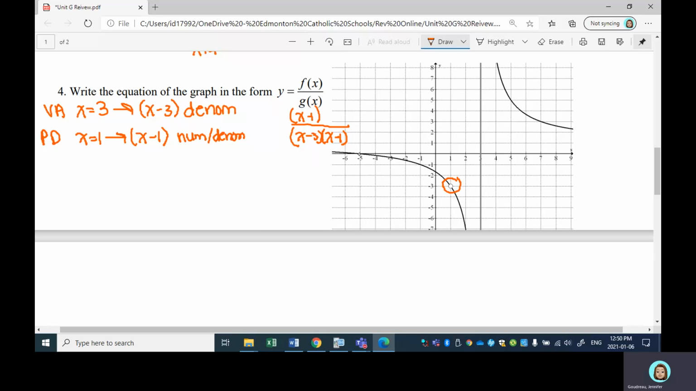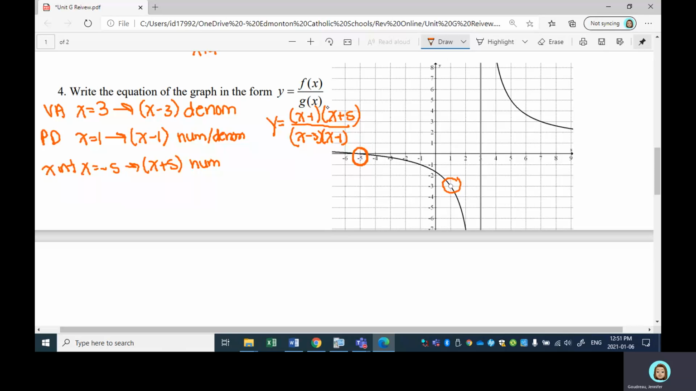The next thing we're going to look at is our x-intercept, and our x-intercept here is at negative 5. Which means we have a factor of x plus 5 somewhere in our function, and it's going to occur in the numerator. That's where our x value comes from. So always when we write an equation, we write it as y equals. So there would be our equation.